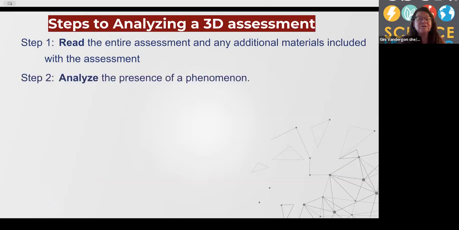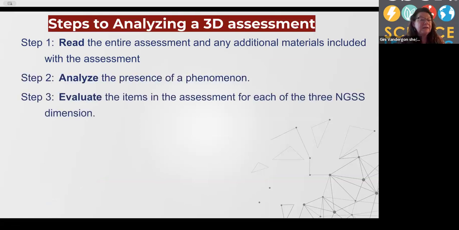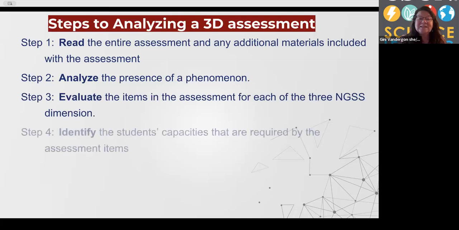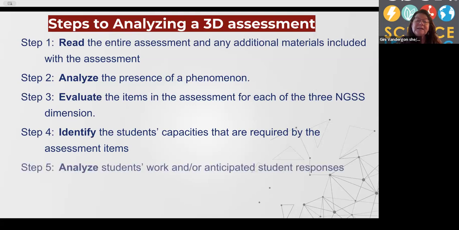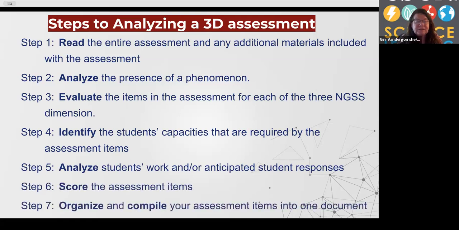You would analyze whether there's a presence of a phenomenon and whether students could evaluate the items, identify the capacities that your students would be required to use in order to perform this, and see if you can analyze their work and anticipate what their student responses might be. And then, of course, you would want to score and organize this assessment.